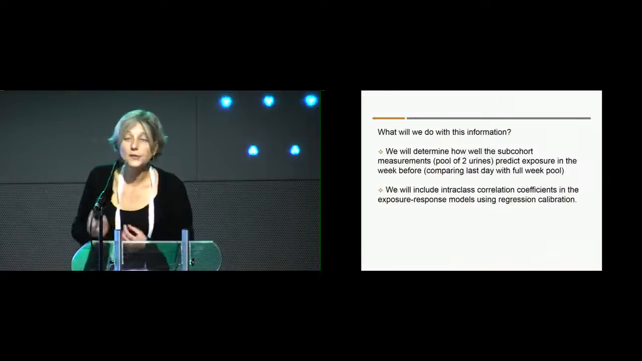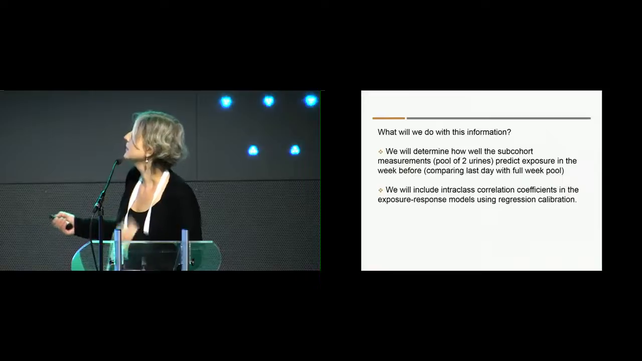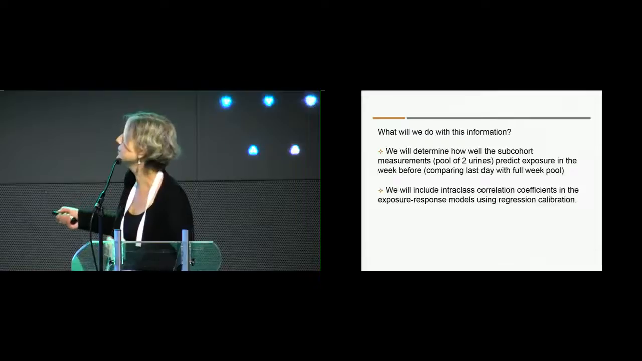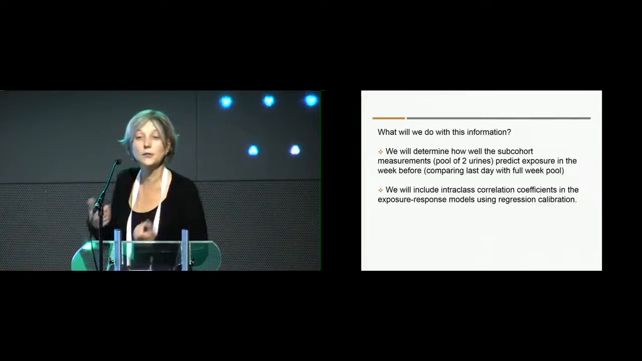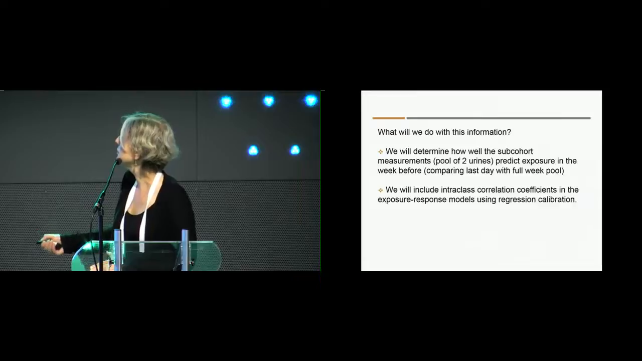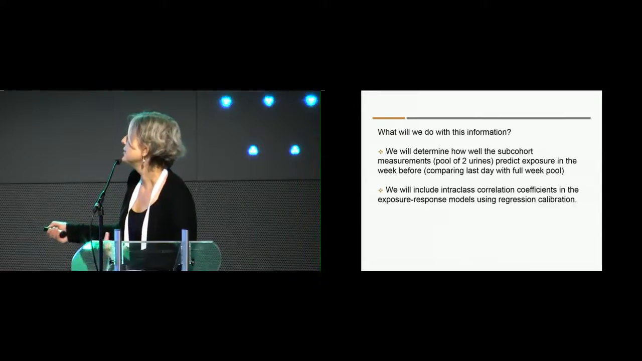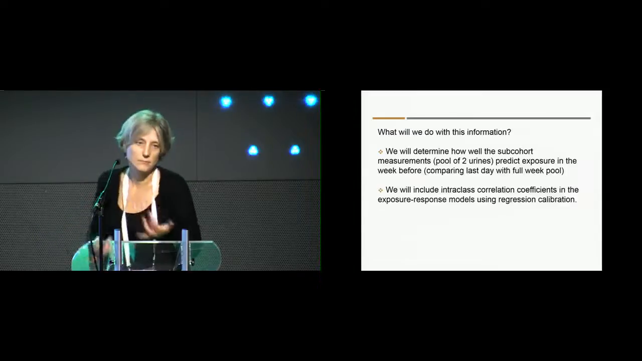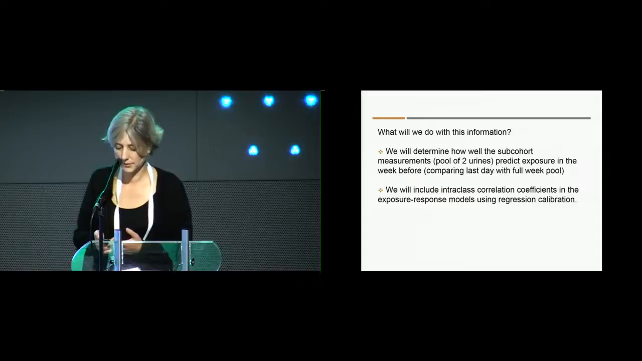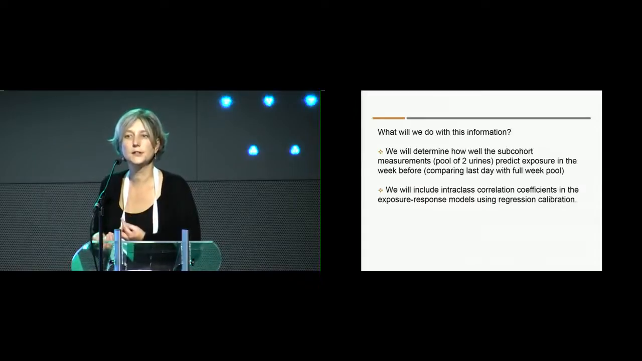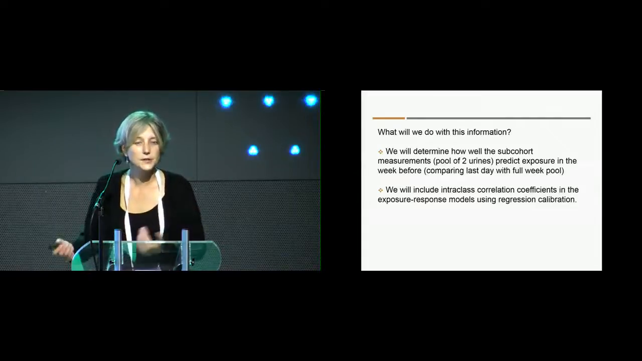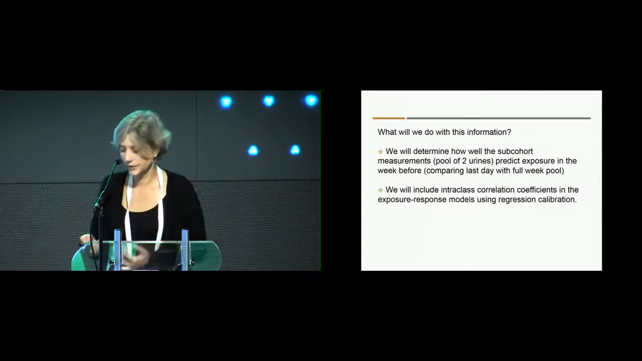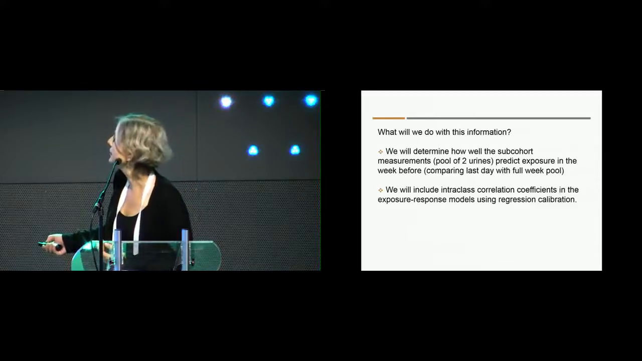Now, what we will do with this type of information, first of all, in this way, we can determine how well what we do in our larger subcohort predicts the exposure in the week before. So it gives us some idea of how good our estimates are in the subcohort. And we can include these interclass correlation coefficients later on in the exposure response models using regression calibration type approaches. So that gives us the opportunity to actually adjust for the differences in uncertainties between exposures. And I think that's important to later on help the interpretation of the exposome models.